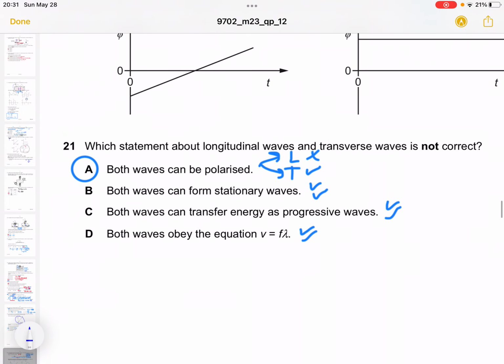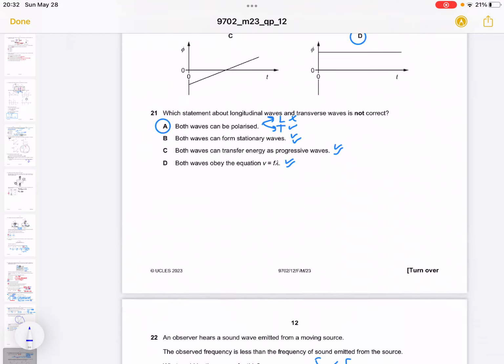Which statement about the longitudinal wave and transverse wave is not correct? Both waves can be polarized. No, the longitudinal waves cannot be polarized, the transverse waves can be polarized. Both waves can form stationary waves, both waves transfer energy, and both obey v equals f lambda.